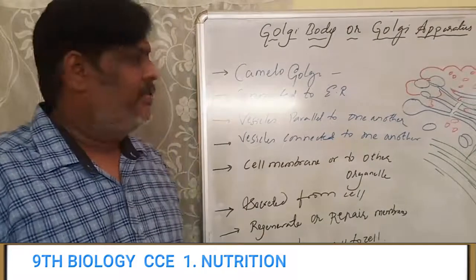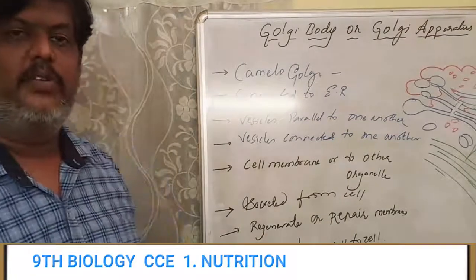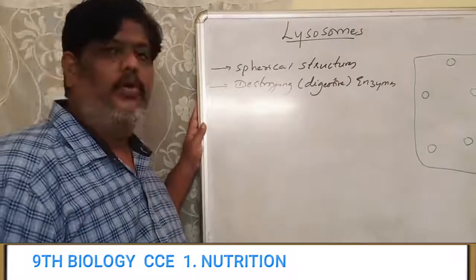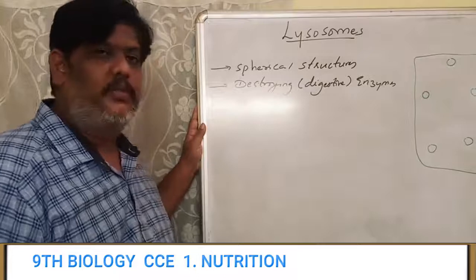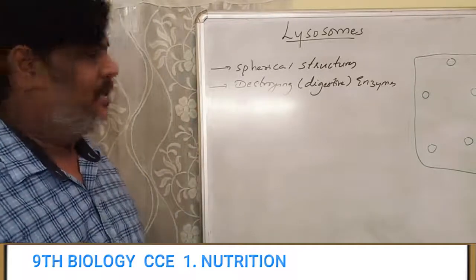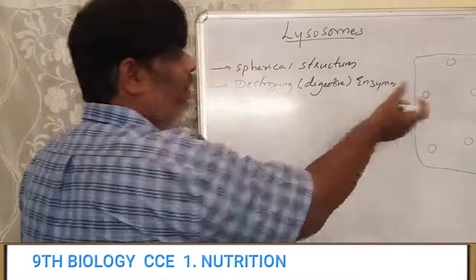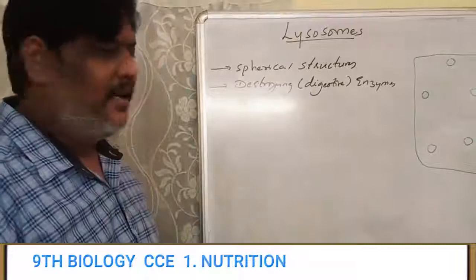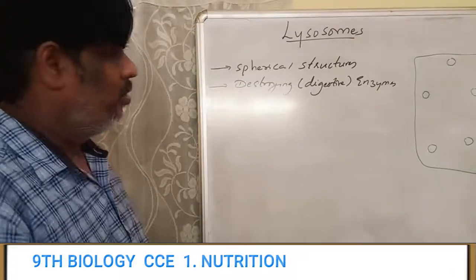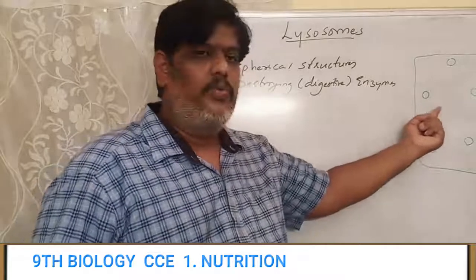Okay children, we'll end this topic now, and then we'll go to another topic which is called lysosomes. The next organelle we are going to see is lysosomes. Lysosomes are also organelles which are present in the cell. These lysosomes are spherical structures. I did not draw any other cell organelles there like the nucleus, mitochondria, endoplasmic reticulum or Golgi body. I did not draw any of them. I have drawn only the lysosomes here and there.